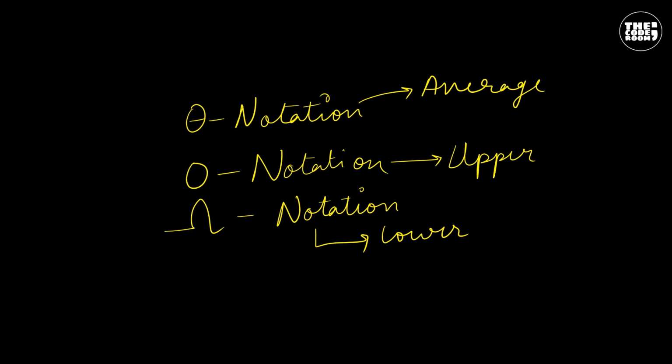Now sometimes people confuse the big omega notation for best case, the big O notation for the worst case and the theta notation for average case analysis. But it is not true. Case analysis is totally different from asymptotic notations. We can represent any case with the help of any of these three notations.